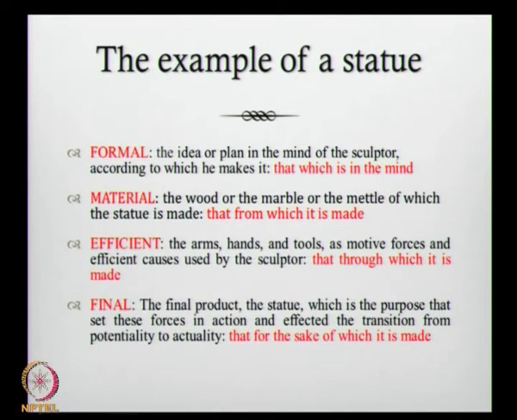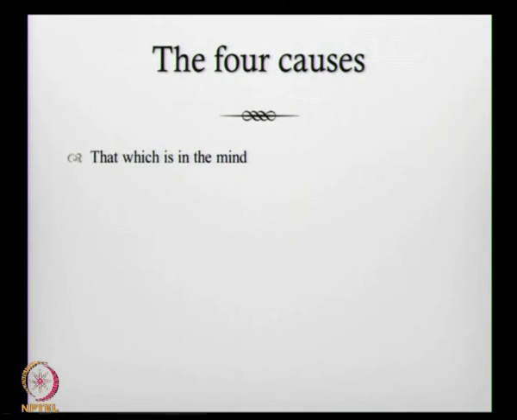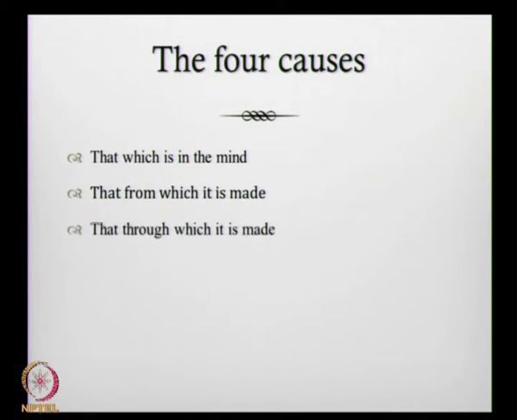So these are the four principles of movement, principles of causation, according to which Aristotle was trying to explain the workings of this universe. To summarize, that which is in mind is the formal cause, that from which it is made is the material cause, that through which it is made is the efficient cause, and that for the sake of which it is made is the final cause. We can see that on some occasions at least the formal cause and the final cause coincide, particularly in the case of nature.